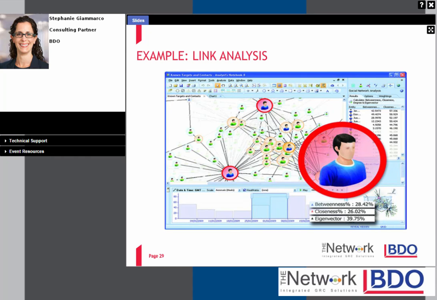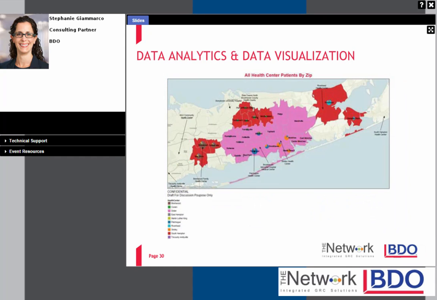So link analysis is one method where you can take unstructured data like email and you'd be able to analyze it. You could use structured data as well if you wanted to use phone records or things like that. That's very, very helpful.